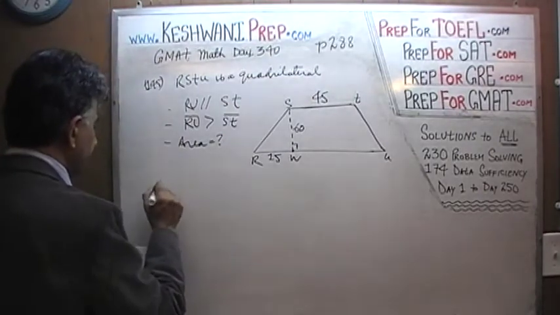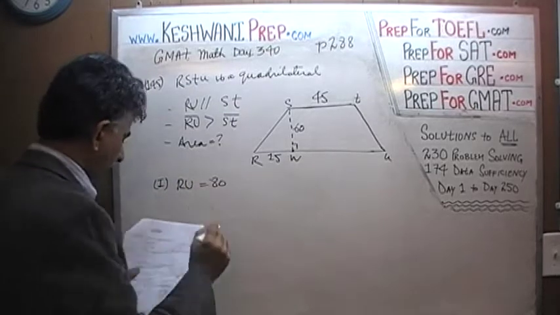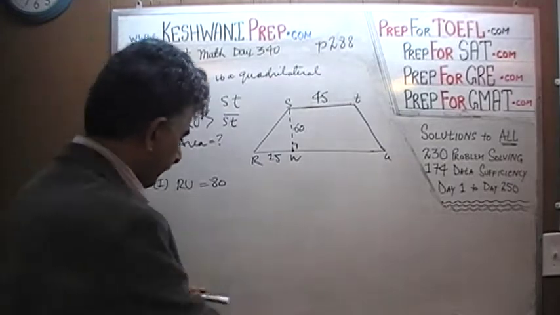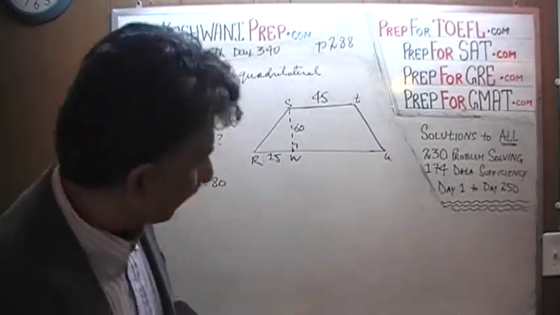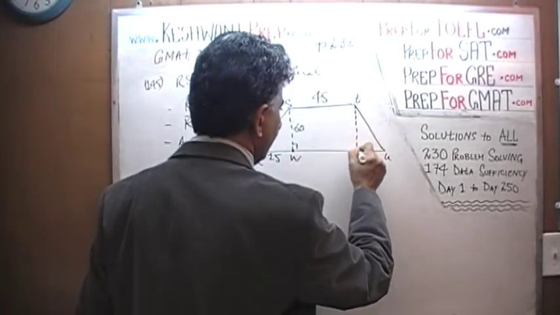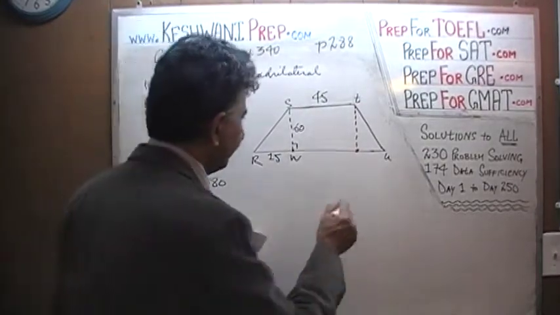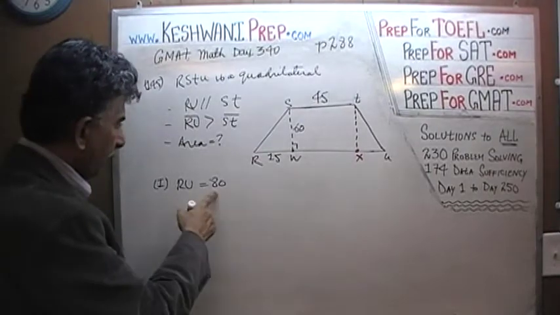In the first statement, they tell us that R to U is 80. So we're going to change our color so that we can make the additions that we're making in the picture, in addition to what is actually given to us. The very first thing we're going to do is drop our perpendicular here. And let's give this point a name. What should we call it? Let's call it X.